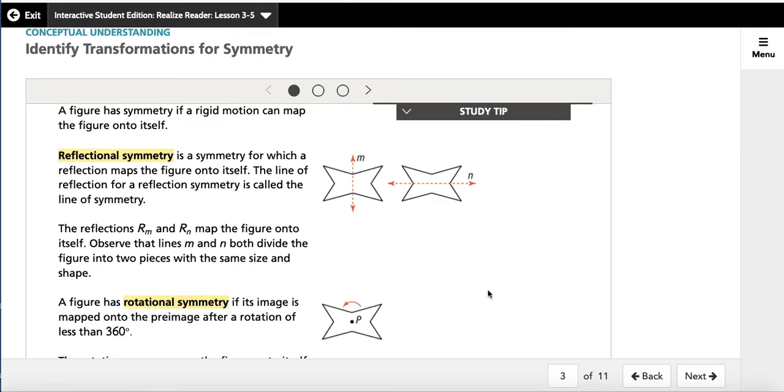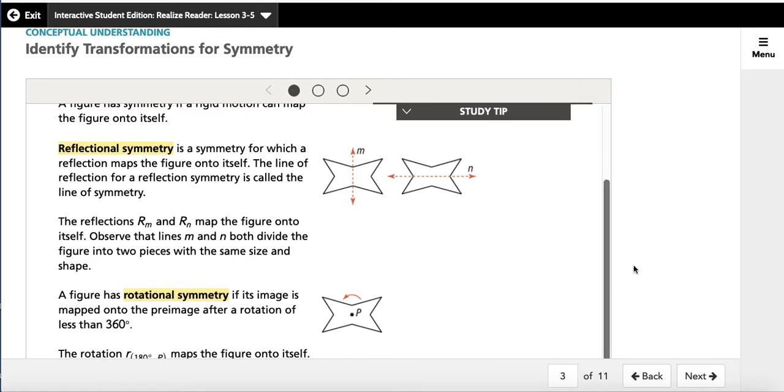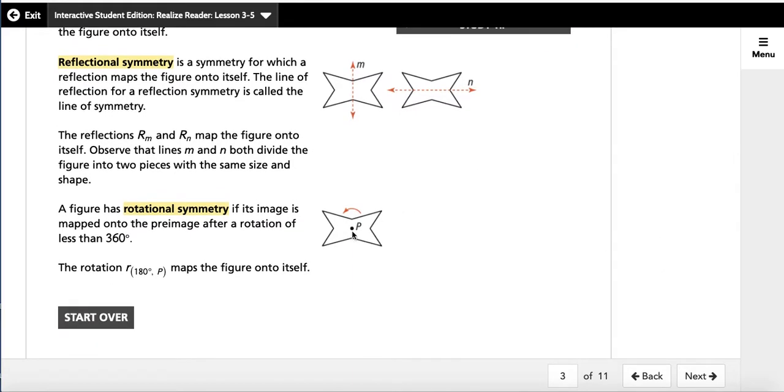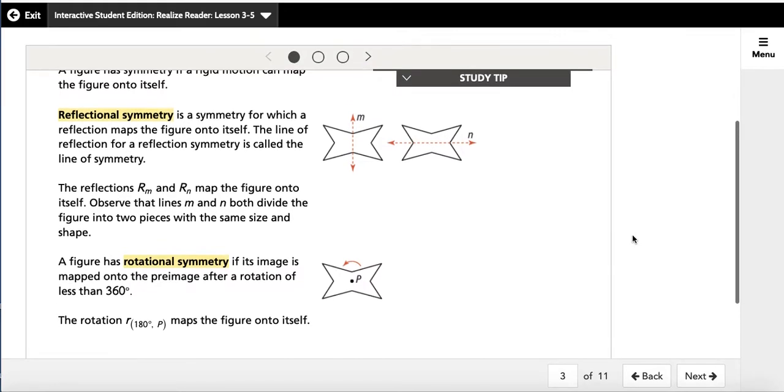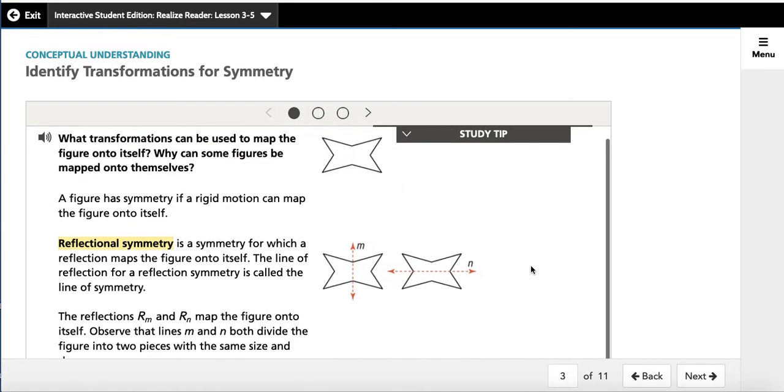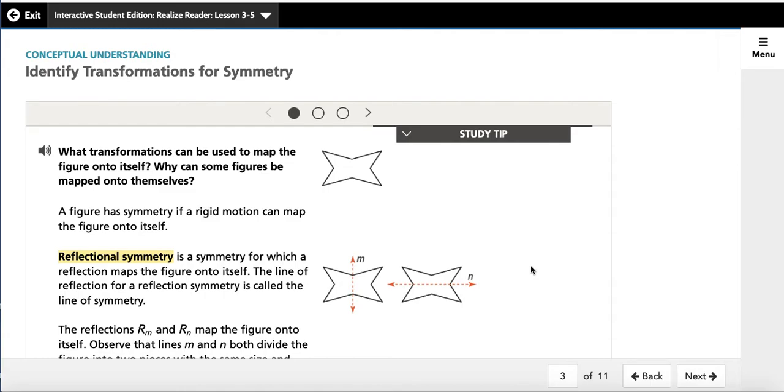It also has rotational symmetry. If we were to have the point P right in the center of it, we could rotate it 180 degrees. So the rotation 180 degrees about the point P also maps a figure onto itself. Okay, so that's what we're going to be looking for. Different types of transformations that create symmetry.